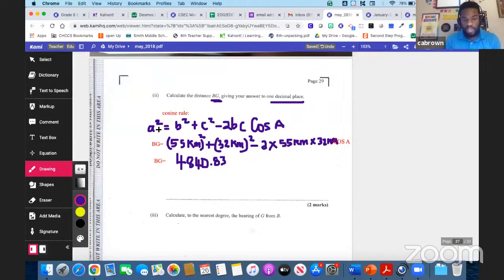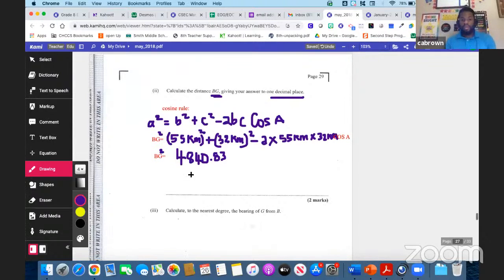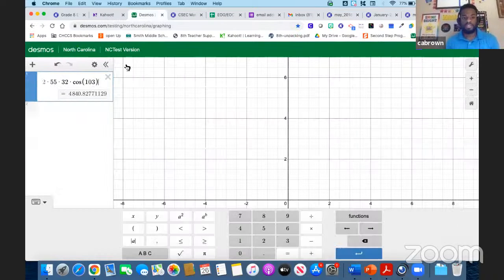Now, in the beginning, we initially started with a squared, so this should have really been BG squared. We don't need to find what BG squared is, so we need to find the square root of this value in order to get rid of the square. So we're going to find the square root of both sides, and that will give me the value for BG. So BG is equal to the square root of 4,840.83, and we're asked to put our answer to 1 decimal place.